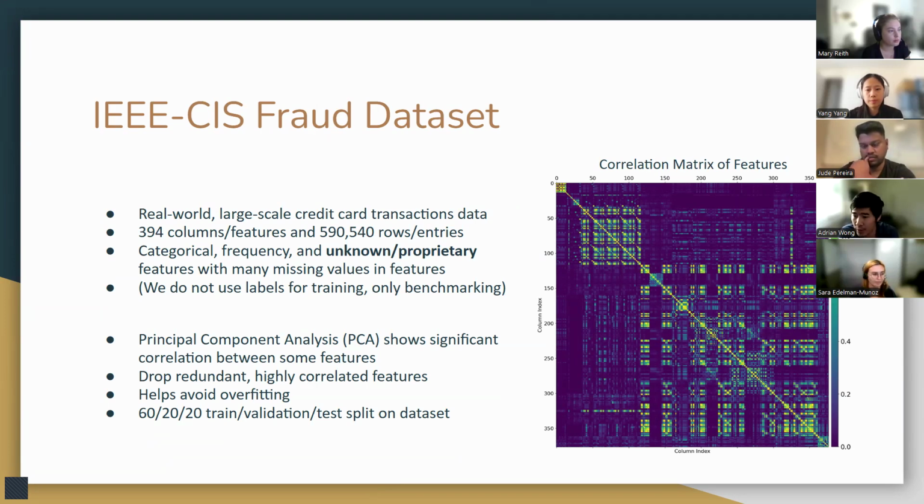We use principal component analysis to look for highly correlated, thus redundant features, allowing us to later drop those features. Lowering the number of features helps reduce the risk of overfitting. Lastly, the dataset is split 60-20-20 into a training, validation, and test set.